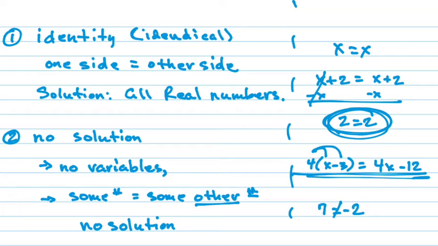So the process of solving them doesn't change. It's just the answer that you get at the end. Do you get something true? Yes, then it's infinitely many solutions. Go for it. Get something that's not true, then it's no solution.